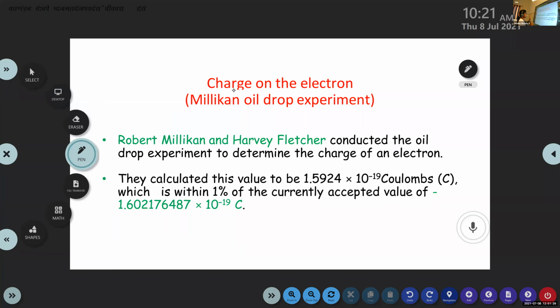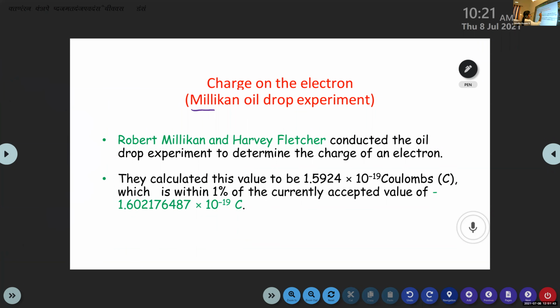This charge on the electron was discovered from an experiment, the Millikan oil drop experiment. Robert Millikan, that's the name of the scientist, and Harvey Fletcher conducted the oil drop experiment to determine the charge of an electron. The description of Millikan's oil drop experiment is in your textbook, related to the extended activity, on page number 32. So you can read that.